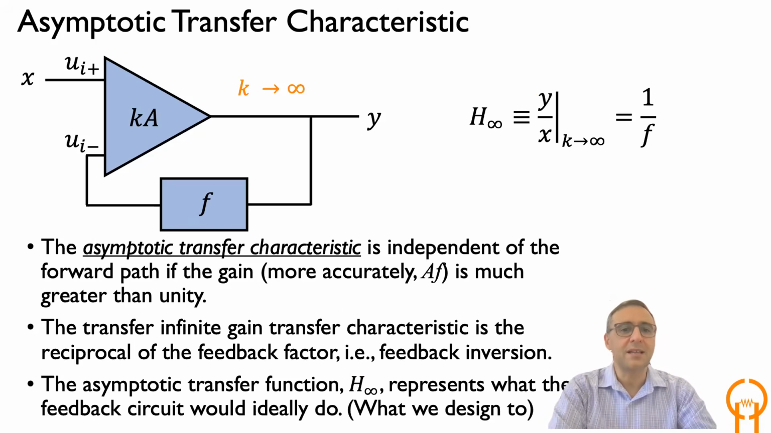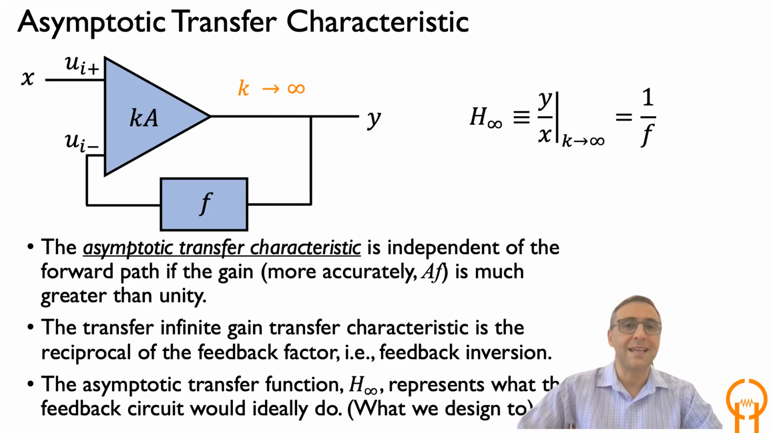Now, the interesting thing is that in this example, when K goes to infinity, this becomes independent of A. So if you make this large enough, you can make the closed loop behavior independent of the forward gain. This is one of the key features that makes feedback circuits useful, especially if you have a large amplifier. A lot of times you make an amplifier with sufficient gain that you don't care about its exact value of gain or its variations. We'll talk about that a little bit later as well.